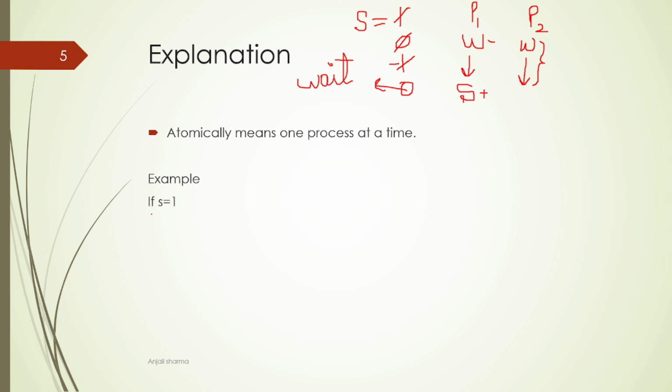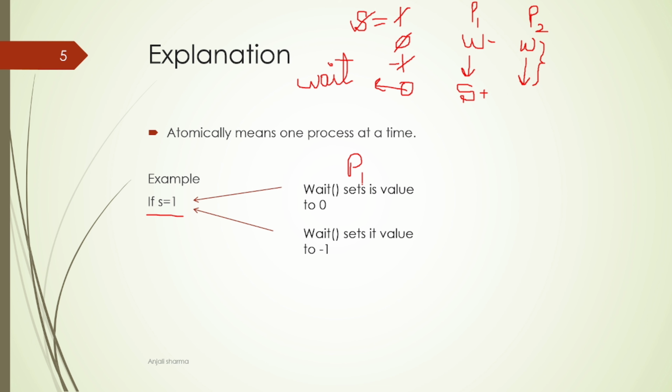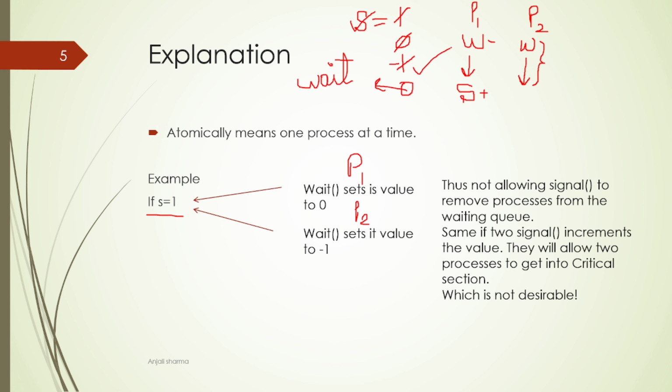So now let us understand that the value of S will be 1 in the beginning. What happens if the wait by process P1 sets its value to 0, as I told you, and the wait operation by process P2 sets its value to -1? I have explained that right here. So this will have certain complications. What complications? Because of this -1 value, it will not allow the signal to work, because even after performing this signal operation, the value is 0.